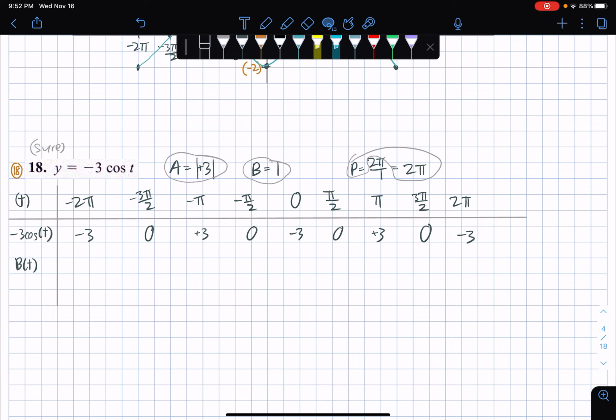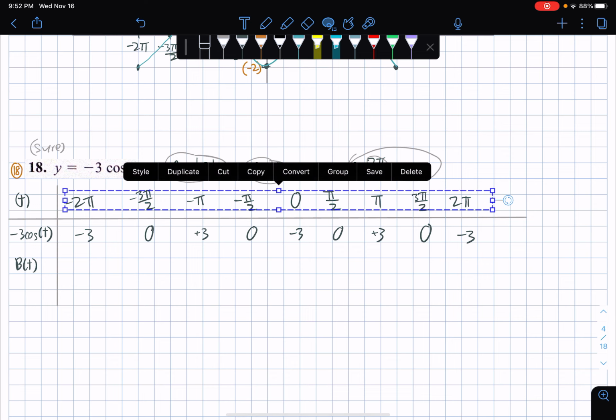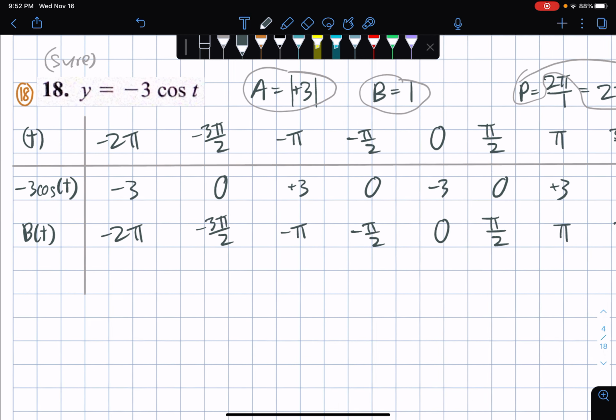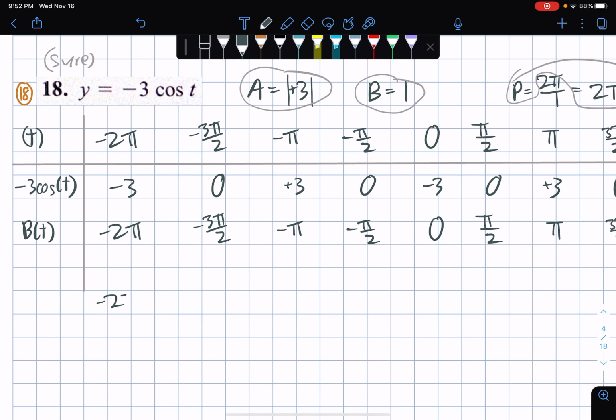Because b is equal to 1, the t values are the same as the bt values. I know I'm being very repetitive right now, but later on there will be problems wherein b is not equal to 1. That's when we would do something else, but right now I won't discuss it.